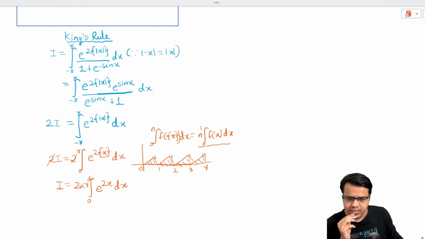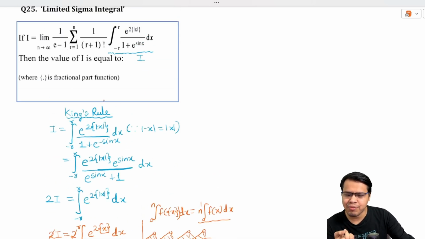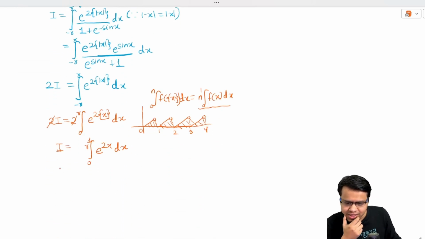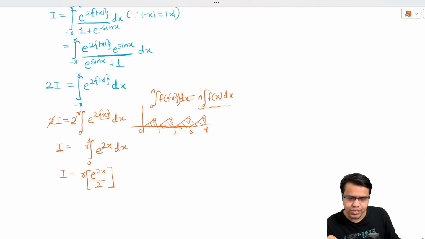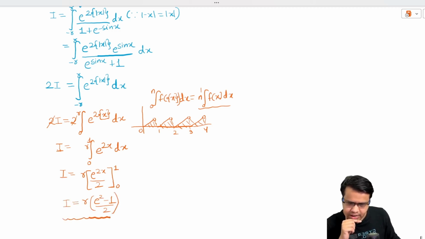So now we can see the 2 is cancelled out. Why I've written 2. So now this is a simple integration. So somehow this complicated expression with some basic concepts of definite integration becomes a simple integral to evaluate. So this is e to the power 2x by 2. Integration of e^x is itself. For 2x we have to divide it by 2, from 0 to 1. So this becomes e squared, e to the power 0 is 1, by 2. So our integral part is done and calculated.